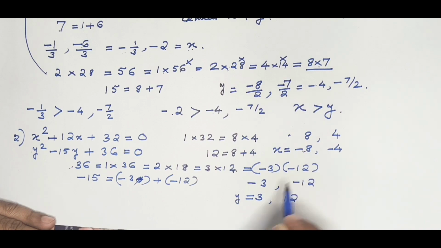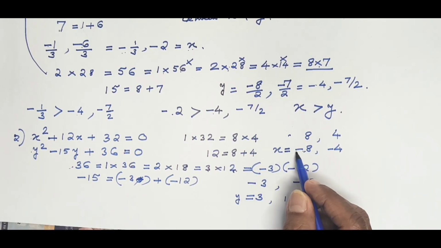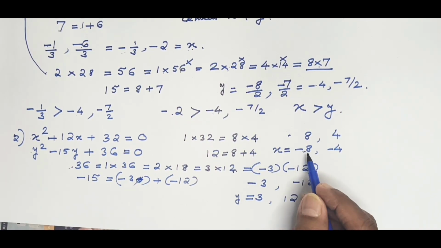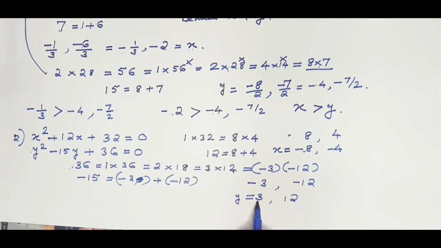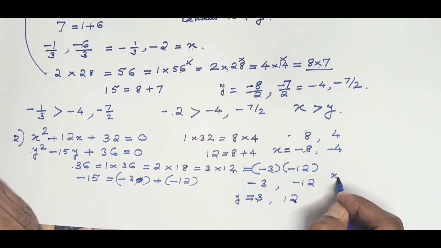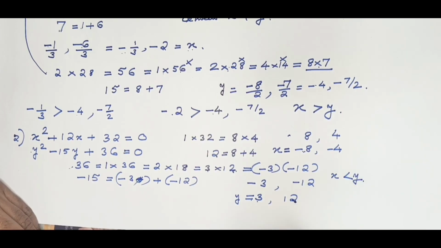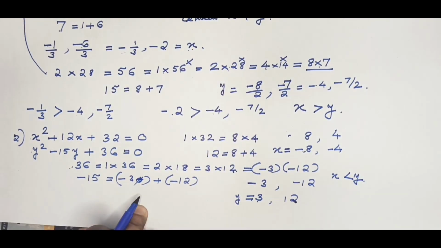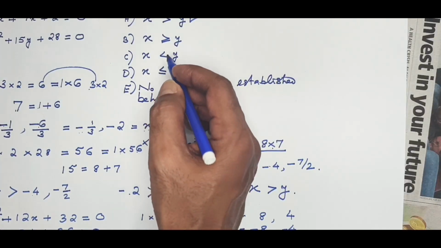And these are the x values, these are the y values. You can see that both the values are negative here, and here both the values are positive. What does that indicate? x is always less than y. If you refer back to the question, that is the third option.